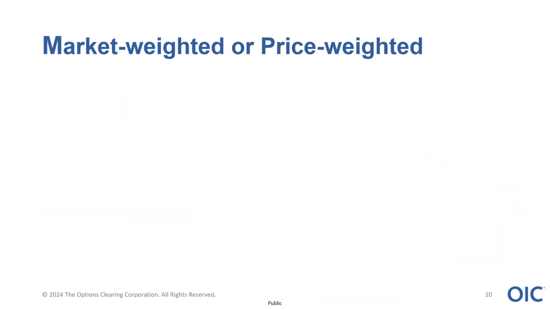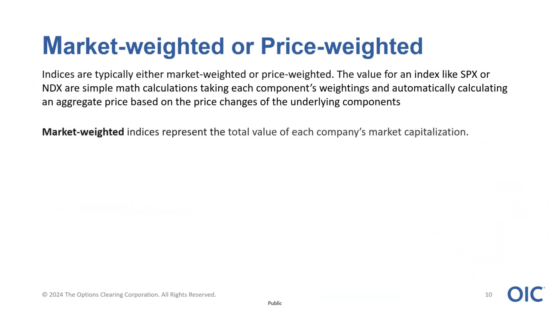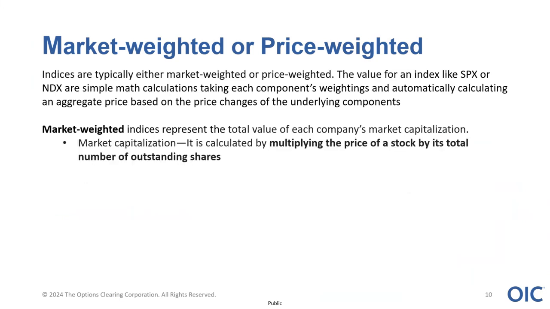One of them is market weighted and the other one is price weighted. What's the difference between them? There's a big difference in how these indices move around, based on the components built into them. Market weighted indices represent the total market cap of each company. So how do you calculate market cap? Basically, you take the price of the stock and multiply it by the number of outstanding shares.